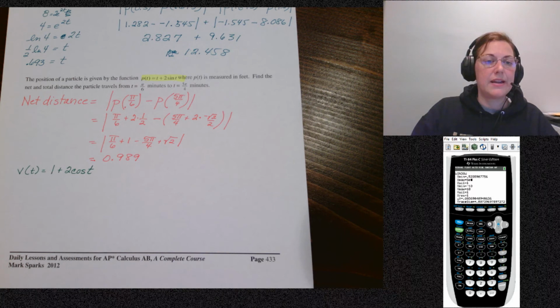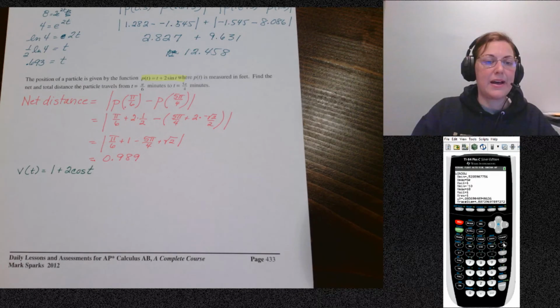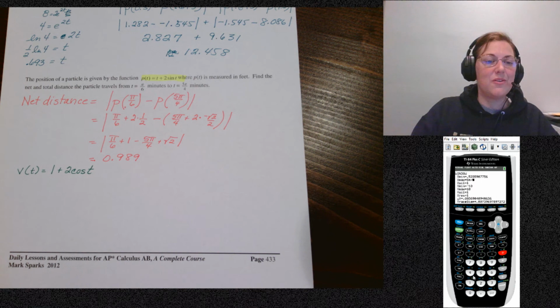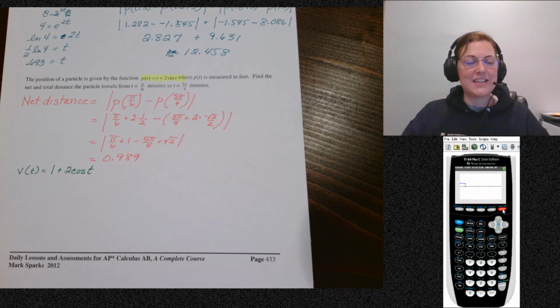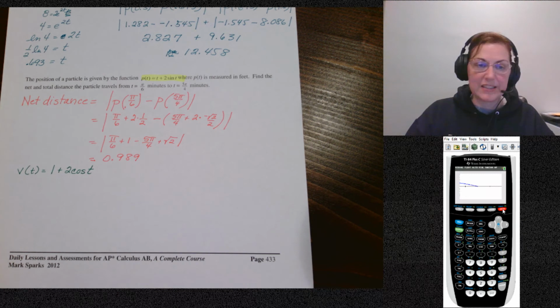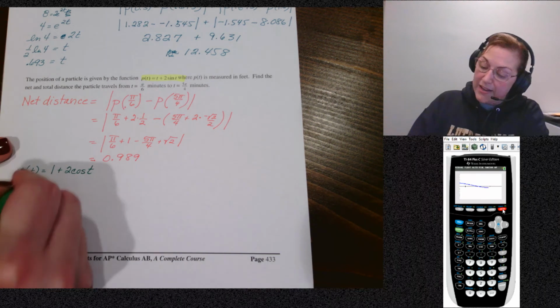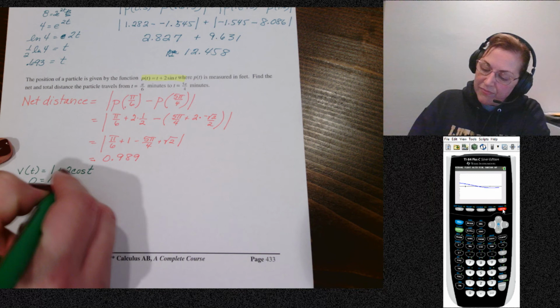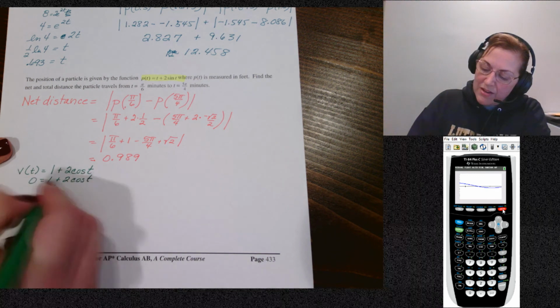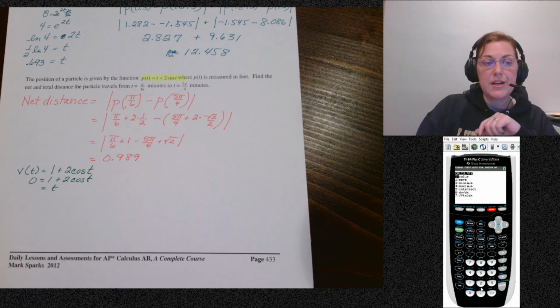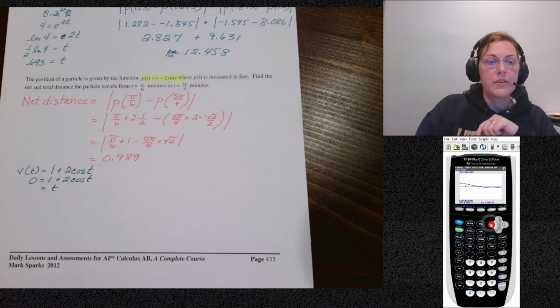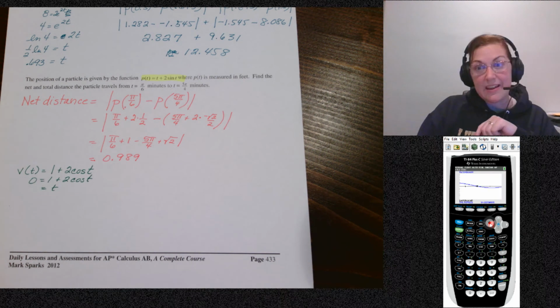That is not what I wanted there. Pi over 4. There we go. So we're only looking at this interval. I just need to know if the velocity changes signs, and it does. So we'll use the zero method here. Second, trace number 2. We're going to find that value, or have the calculator find that value.